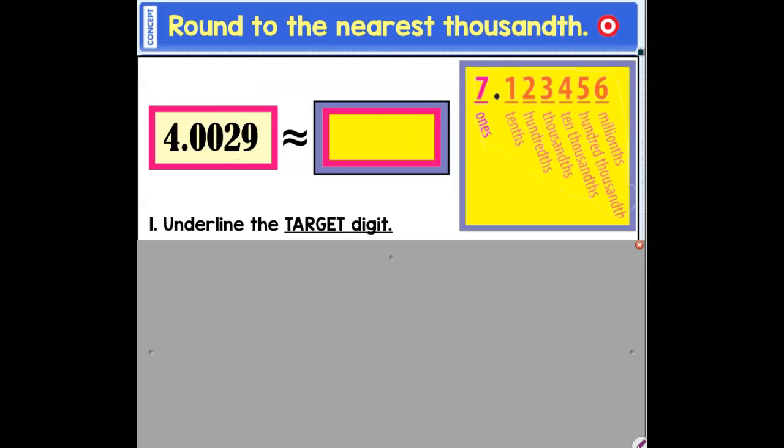Okay, try this one on your own. Write it out. Mark your target number. Underline and look back. And then pause and check your answer with mine.